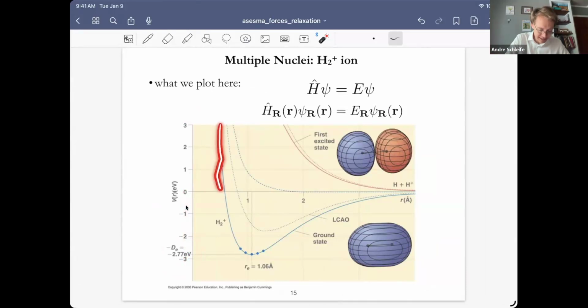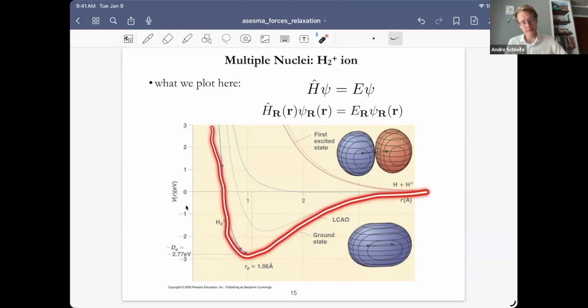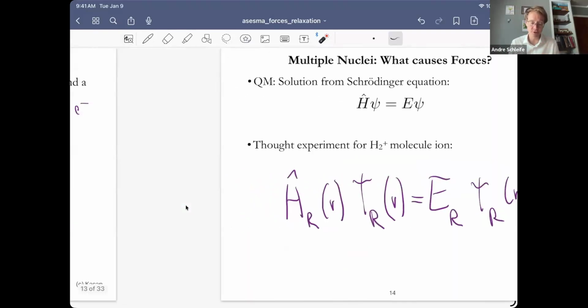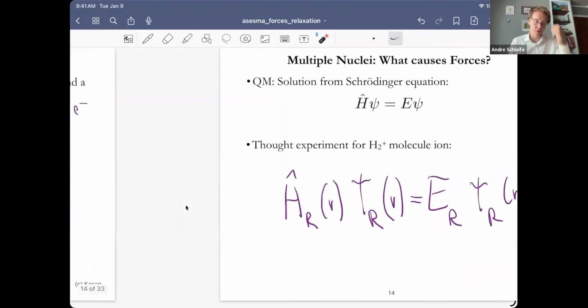But the idea is exactly the same. We put the protons at a certain distance, we compute the energy, we put them at a different distance, we compute the energy, and so on. So this blue curve comes out of a Schrödinger equation. Exactly the same. So I have not really much more to say. This is just quantitatively correct. This picture here is qualitative, and this is quantitative.